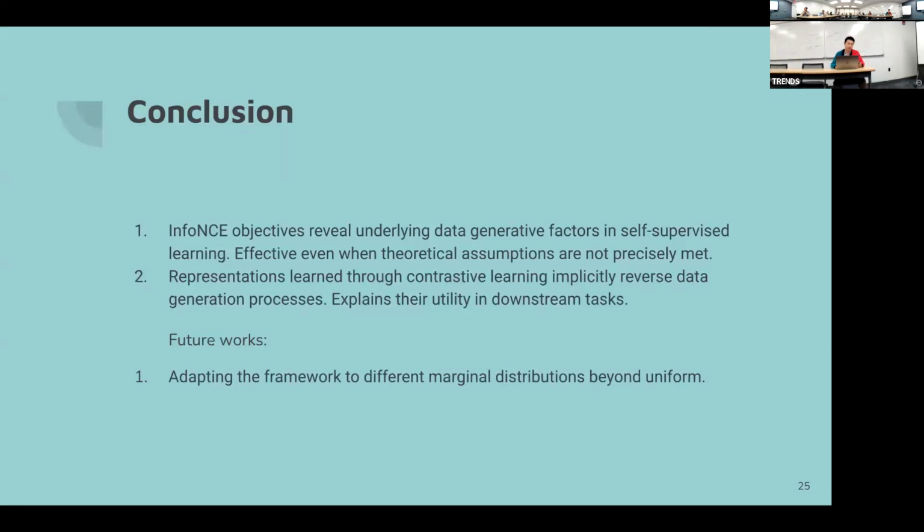And some conclusions of their work. What they showed is that the objectives reveal the underlying data generative factors in self-supervised learning, and even when some assumptions do not hold, they can still get a result. This contrastive learning comes with the data generating process, and they explain its utility on downstream tasks. They also mention some future work, since they are based on a lot of assumptions. They may go beyond the uniform distribution to more complex distributions. And that's all.